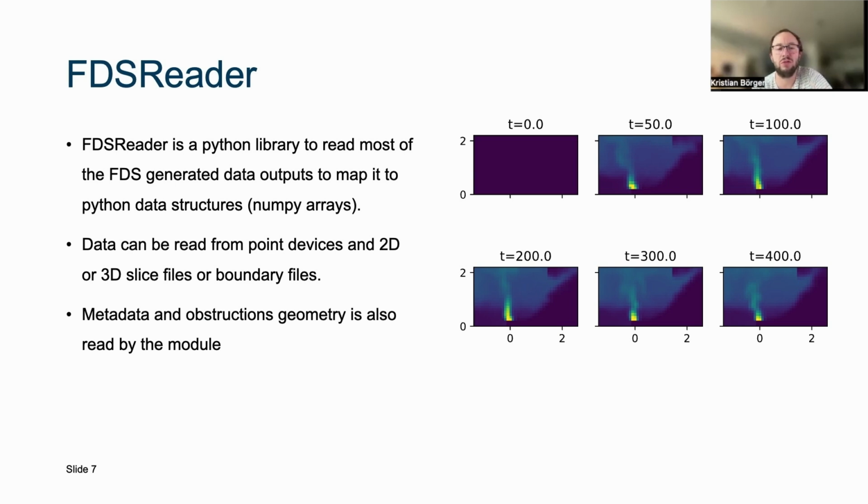So the next thing I want to introduce you to is the FDS reader, which is a Python library that was developed also at the Jülich Research Center, but at the Fire Dynamics division, and also at the University of Wuppertal. It is a Python library to read most of the FDS generated output data, and to map it to Python-like data structures, for example, NumPy arrays. So we can read the data from point devices or two-dimensional and three-dimensional slice files, or also boundary files, for example, and map them to multi-dimensional NumPy arrays. And also we can read metadata from the simulation, like the time steps and so on, and also the obstructions geometry, for example.